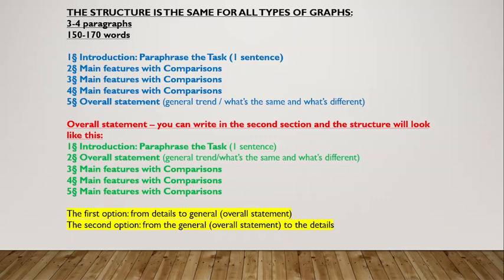What does it mean? The overall statement you can also write in the second section, and the structure will work like this. Here we have a vice versa situation. First of all, you should write the introduction. Also, don't forget to paraphrase the task. Then, in the second place, we will write our overall statement: general trends, what's the same and what's different. And in paragraphs 3, 4, and 5, we will describe our main features with comparisons, if they are relevant.